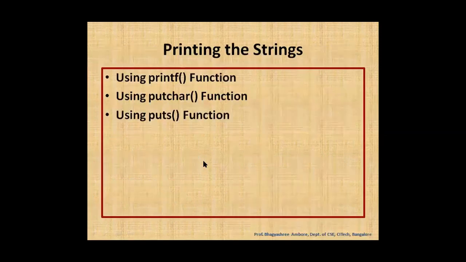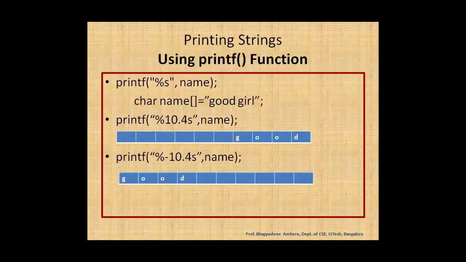Now we'll see how to print strings. A string can be printed using three functions: printf, putchar, and puts. Now we'll see the first one, printf percentage s name. If name has some value and I want to print it, it is very simple: use percentage s and the name, the same way we use it for integer, float and all.